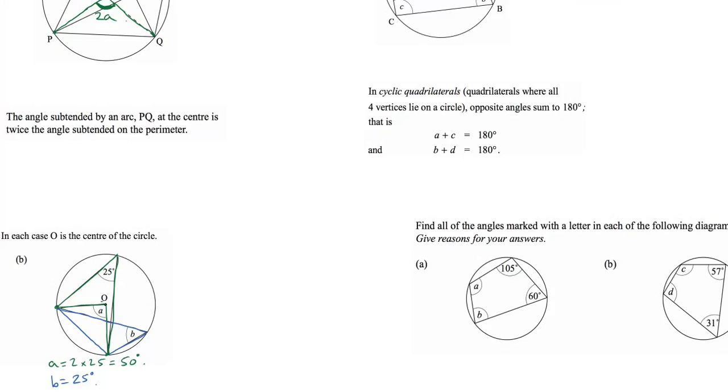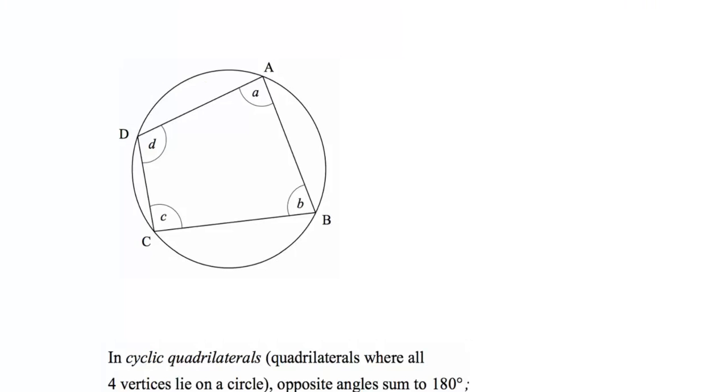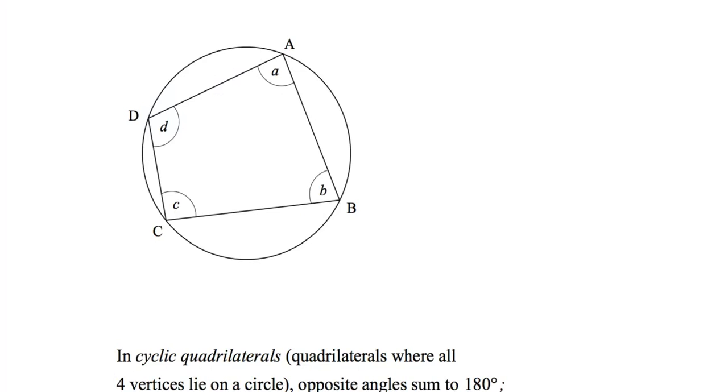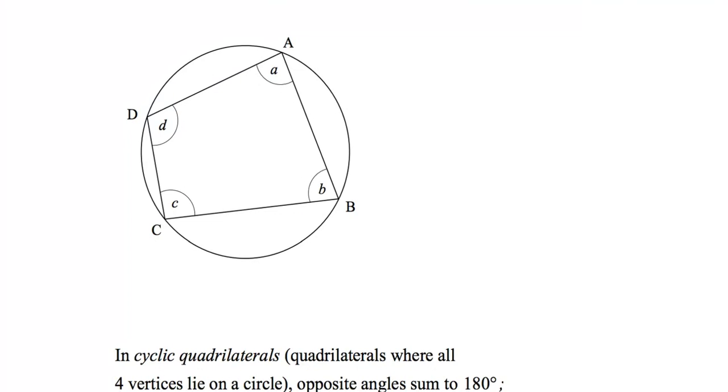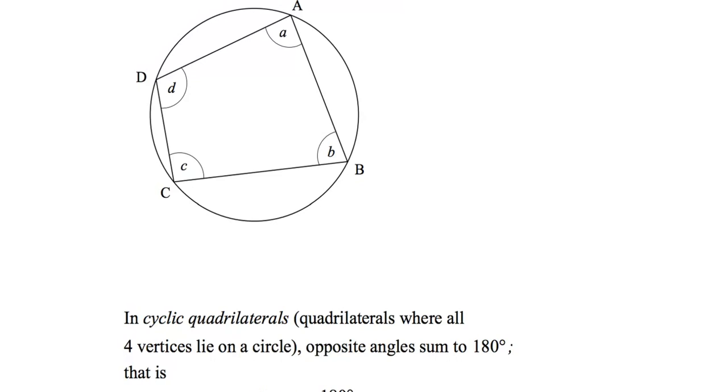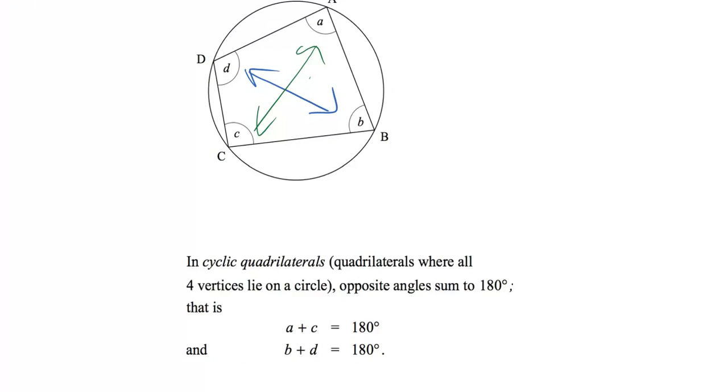Okay, let's move on to our final property for this video. This shape that is inscribed in a circle there is known as a cyclic quadrilateral. Any quadrilateral that can be drawn like this, where all 4 corners touch the side of a circle, is known as a cyclic quadrilateral, and we have the following property. Opposite corners add up to 180. So D plus B is 180. A plus C is 180.